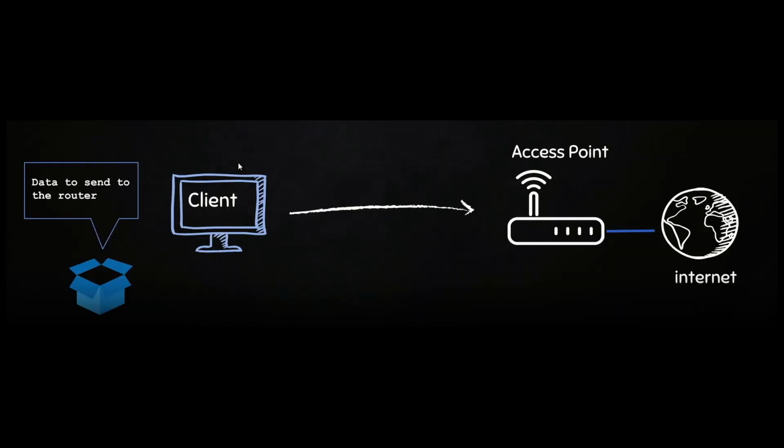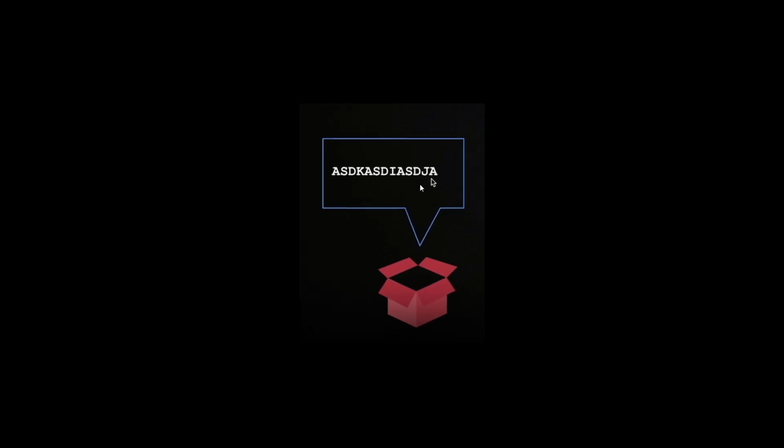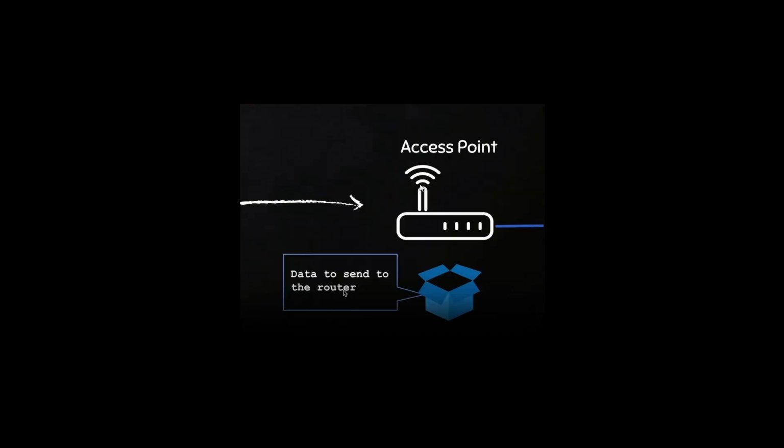While the client is sending the data to the access point, the data will become encrypted, like encrypted gibberish data which no one can understand. So this encrypted data will be sent to the router, and the data will be decrypted by the router. It will read it and decrypt it using a key.